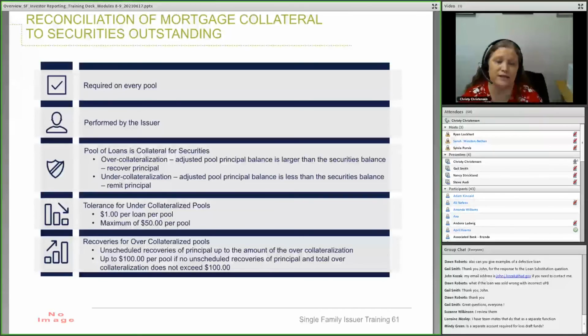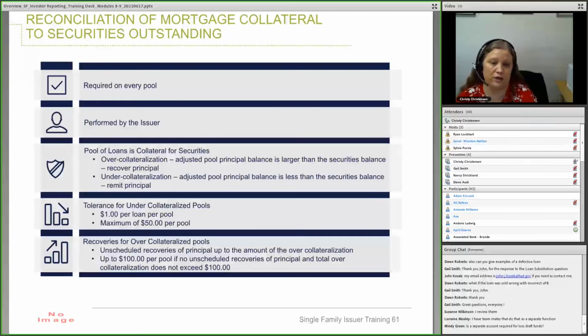If the pool is over collateralized, the adjusted pool principal balance is larger than the security balance, and you need to recover unscheduled principal from liquidations or curtailments. There is a $100 tolerance per pool if no unscheduled recoveries of principal.